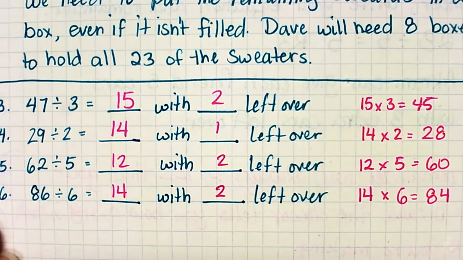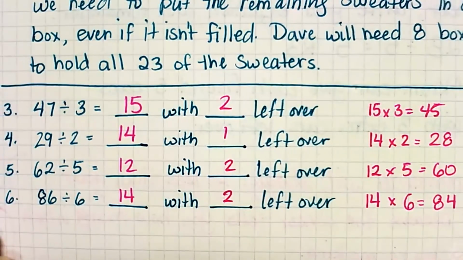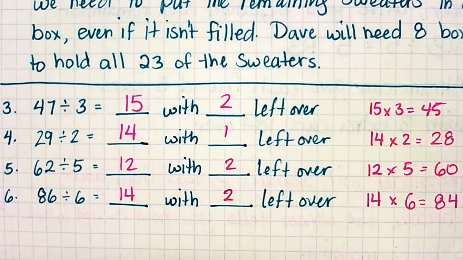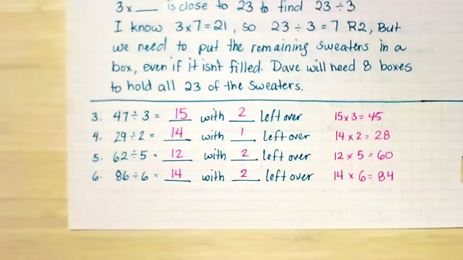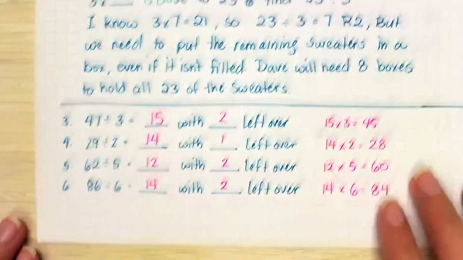That's it for this lesson. Remember, your remainder always has to be smaller than your divisor. It's okay if you're working with a number and you end up with extra left over. That's what we call remainders.